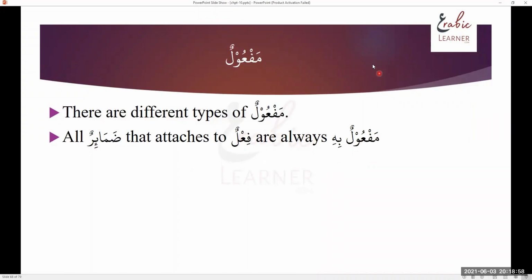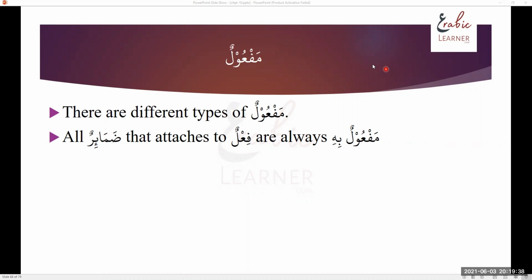Now, Damir, what you have seen today is that when Damir is seen from the perspective of third person, second person, and first person, the fail will have a file attached to it. But what about if the Damir itself gets attached to the fail? Damir muttasil is attached to the fail itself. Did you understand this?